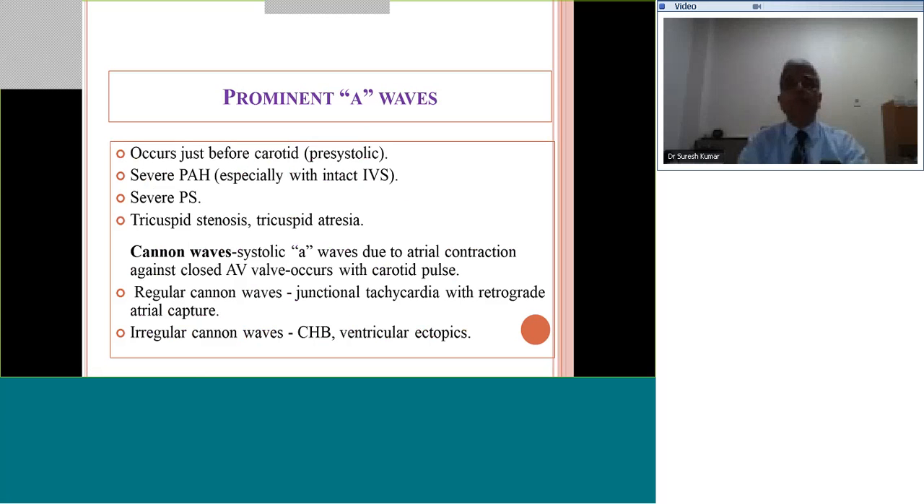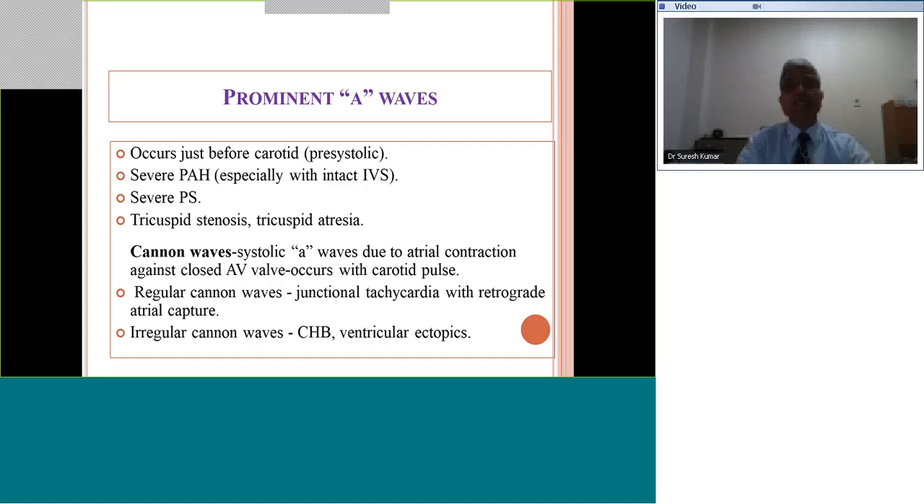Some of the common abnormalities of JVP should be discussed. A prominent A wave occurs just before the carotid. It's a presystolic event. That's how you recognize that it's a prominent A wave. You have your hand on the opposite carotid. As you're feeling the carotid, just before the carotid, you see the A wave. That's how you confirm that it's a prominent A wave. It's seen in severe pulmonary hypertension, especially with intact ventricular septum, as in primary pulmonary hypertension, or in severe pulmonary stenosis. These are the common conditions when the A waves are prominent. In tricuspid stenosis or tricuspid atresia, it may become prominent.